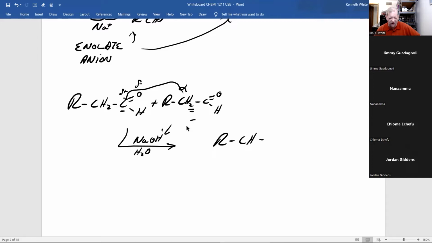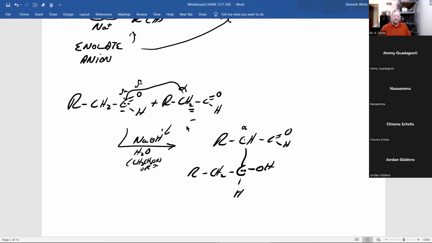And sometimes you'll see water or alcohol, and the rest is still there. Now, this is the alpha carbon, and it bonds to the other carbon of the carbonyl, and it opens it up to an alcohol. And what's attached to it, the H and the CH2, and then R is still there.